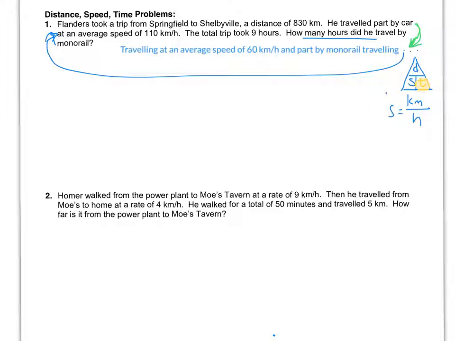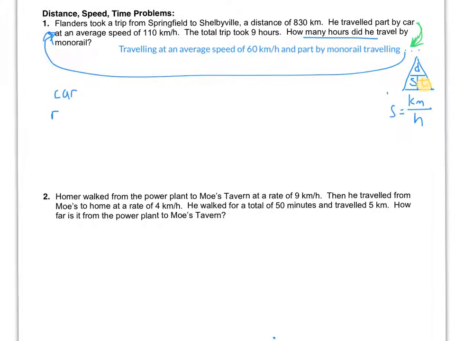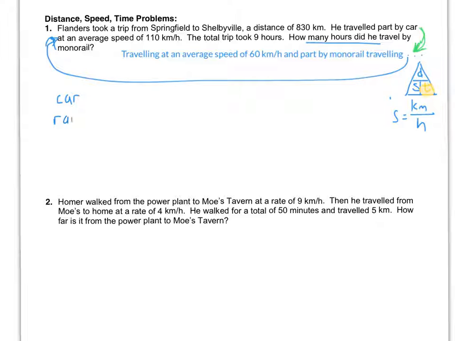Okay, we need some let statements here, but before we do that, we're going to organize our information in a chart. We're trying to find the time traveled by monorail, but he also traveled part of the trip by car. So I'm going to have two parts here. I've got car, and I'll just put rail for short. And then we're talking about distance, speed, and time. My arrow is kind of in the way, but I'll do D for distance, S for speed, and over here we'll put T for time.